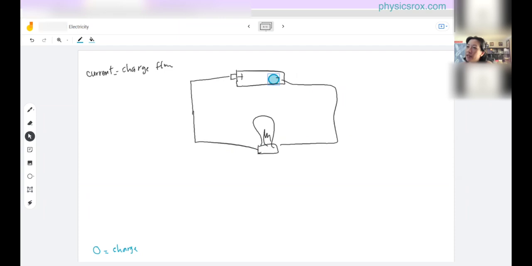So current is actually charge flow every second. That's the formula. That means what? Every second, how much charge is flowing? If every second got more charge, means more current, no? If every second got less charge, less current, no? So the more charge is flowing every 1 second, the more the current.